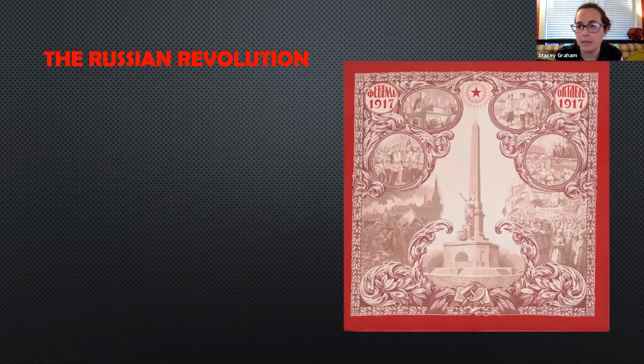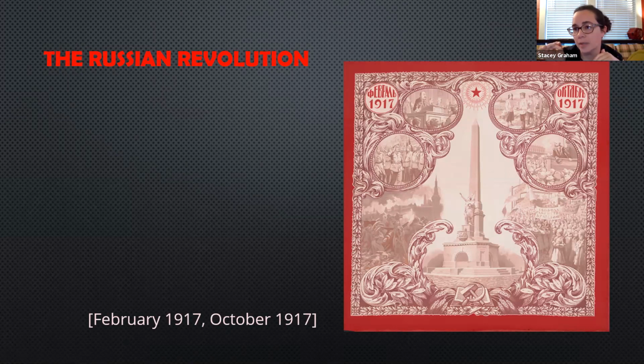I'm going to actually move to my internet screen soon so that you can zoom in on it. But I do want to give you the title of it, because those 2 big circles that have the Cyrillic script in the top corners say February 1917 and October 1917. So that's the translation for those 2 text bubbles.